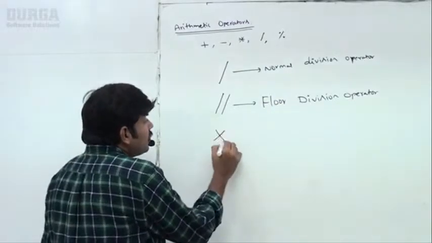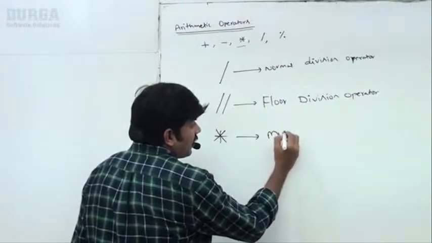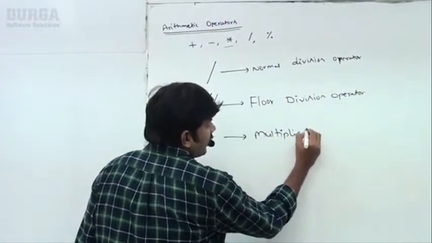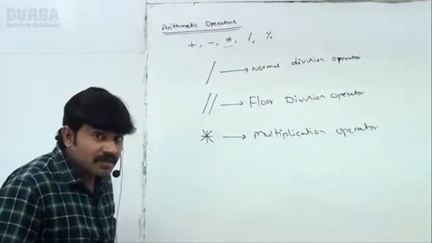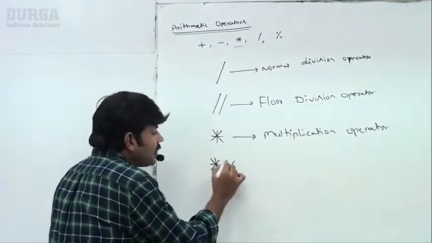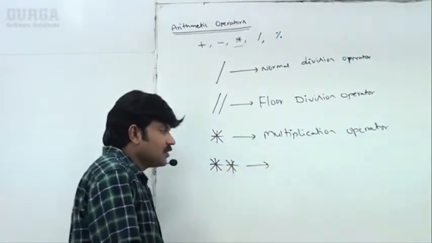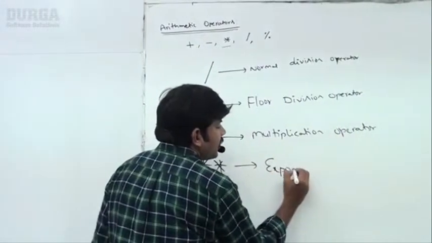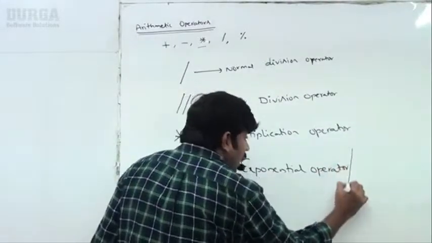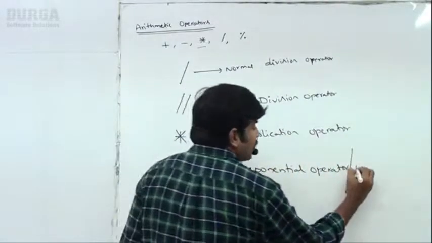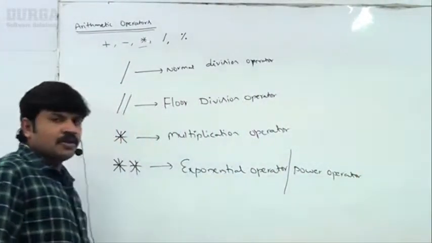Similarly, if you observe star, sir, star means the multiplication operator. 10 into 20, 200, like this is the multiplication operator. But in Python we also have the double star operator. This operator is called the exponential operator or power operator, like this.